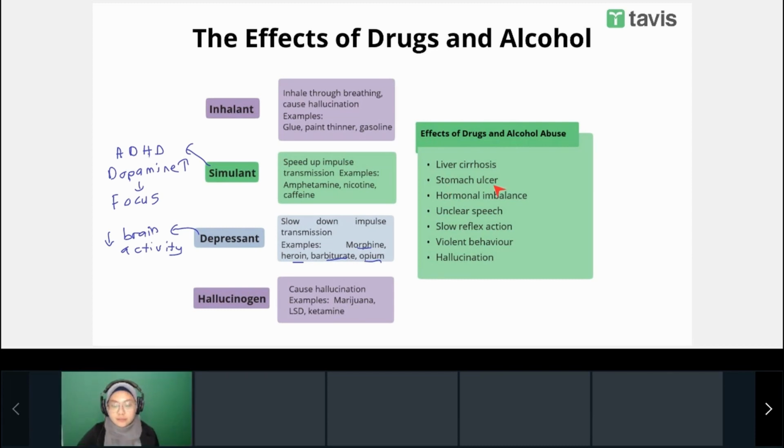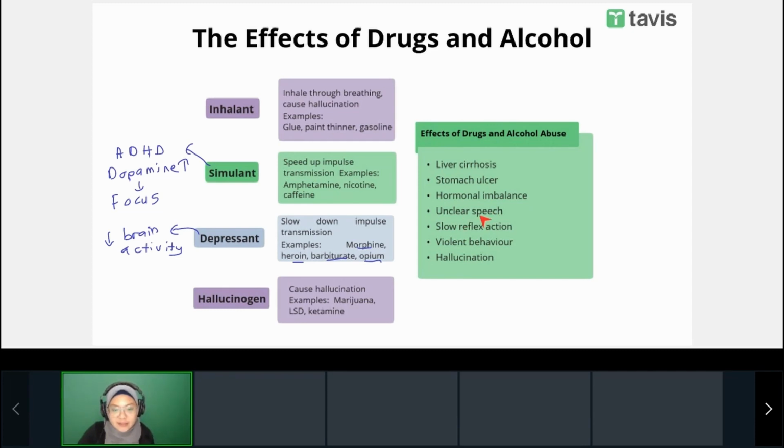Stomach ulcer. It also may inflame your stomach. Drugs and alcohol are usually acidic. Your stomach is already acidic, then you take drugs and alcohol altogether, it's extremely acidic. So it may cause inflammation in your stomach. It also causes hormonal imbalance and unclear speech.